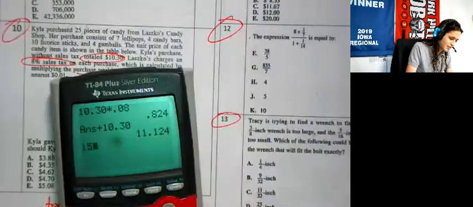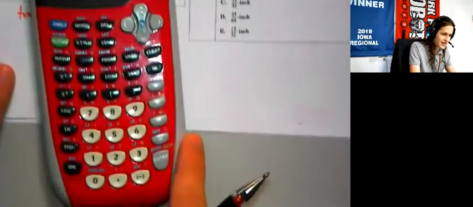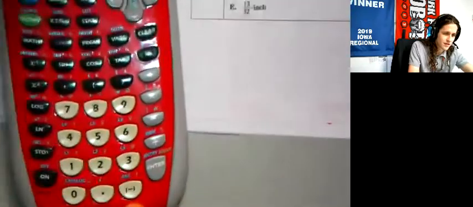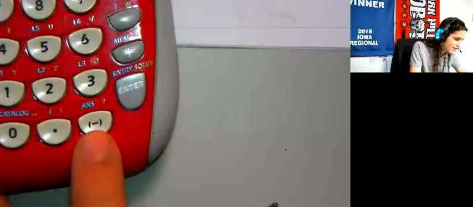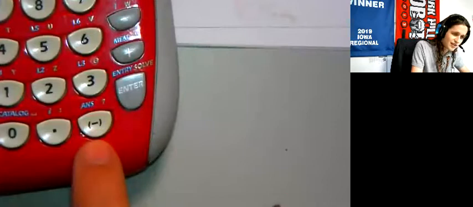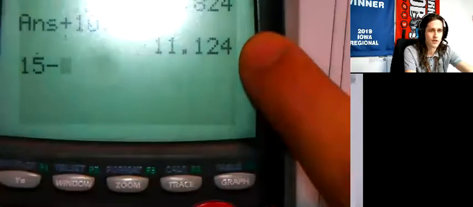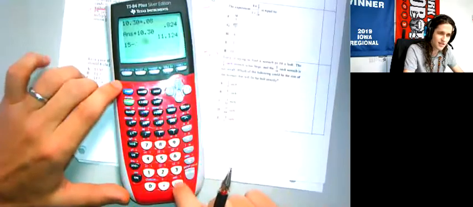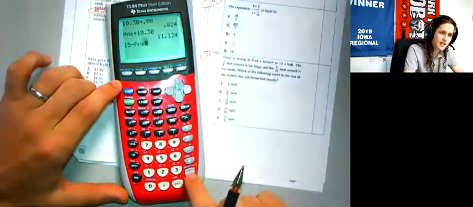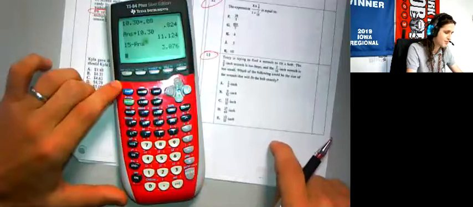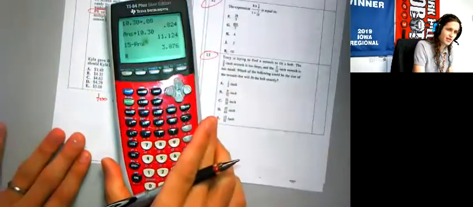So 15 minus, let me show you something on your calculator. Down here, above this little negative is answer. We've done all this work to come up with this answer of 11.124. So what can I do? I can use my calculator to say, okay, well, I could retype it and mess it up, but I can also just hit second and that little negative sign, and it's going to put the answer from the previous problem in and say, okay, that's how much change I thought should have been received.